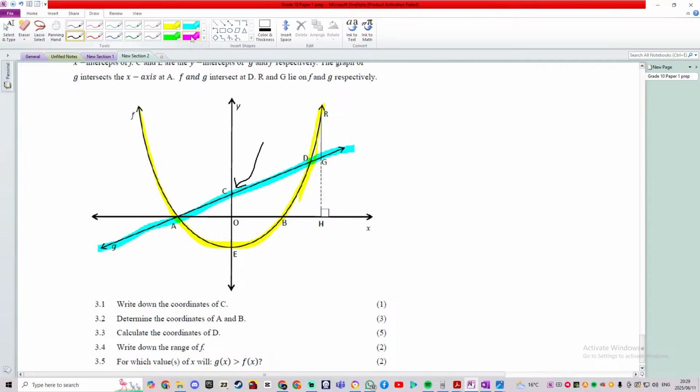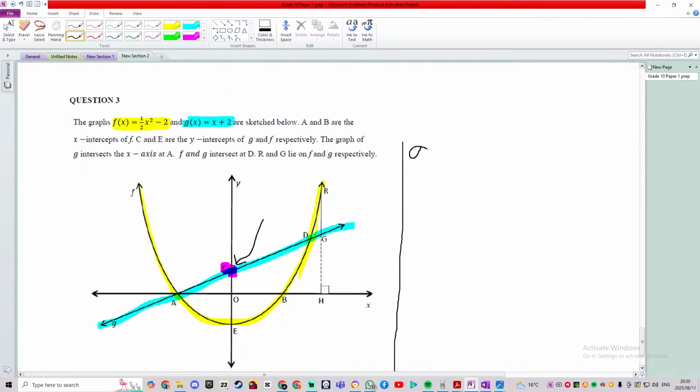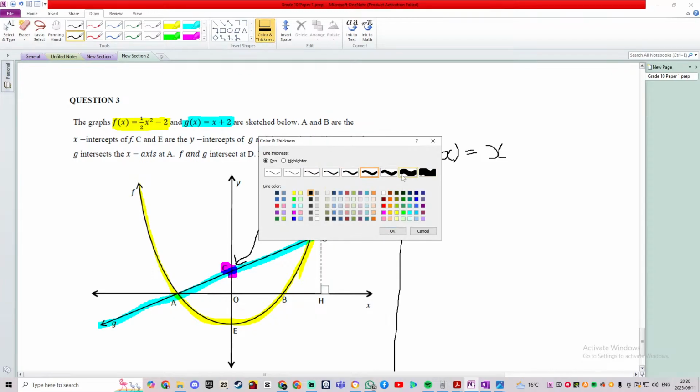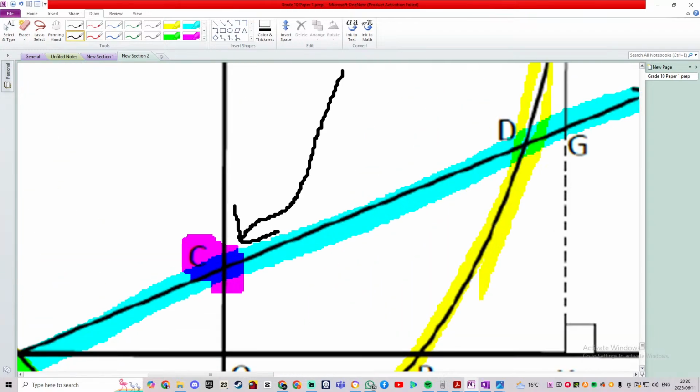There is C. Can you all see where C is? C is at the y-intercept of the g graph. So the coordinates of C are the y-intercept of the g graph. The g graph, or the straight line, is equal to x plus 2, since that C is at the y-intercept.